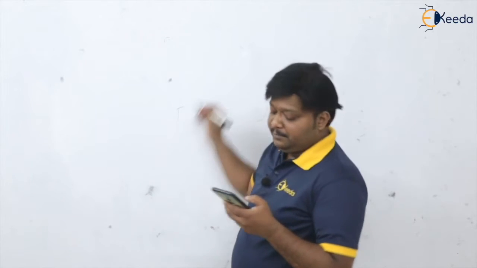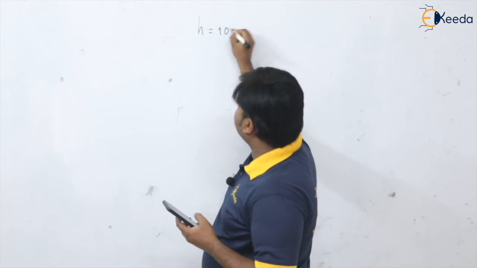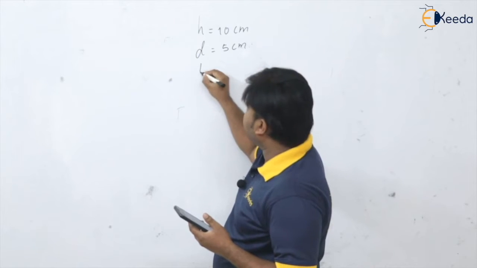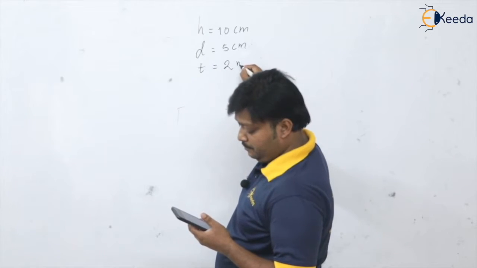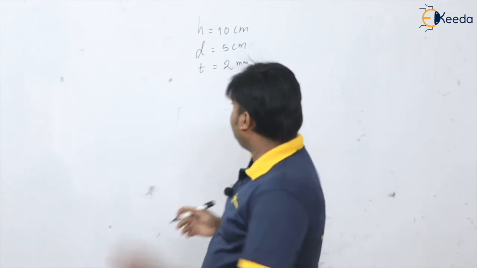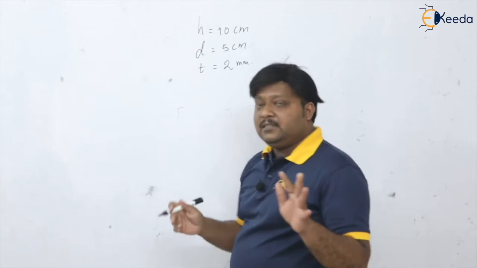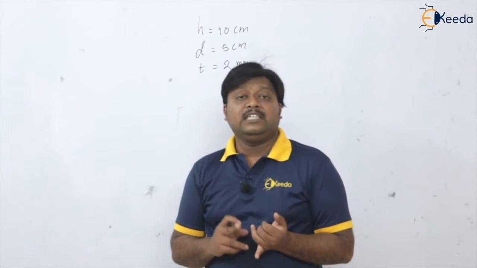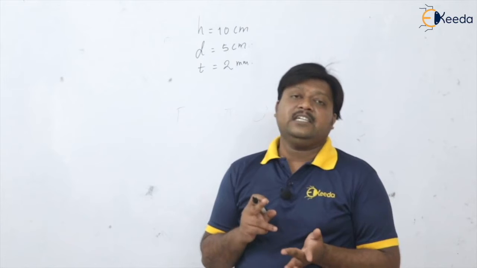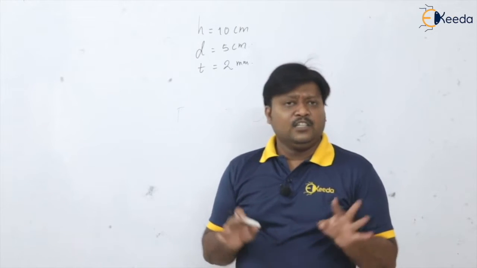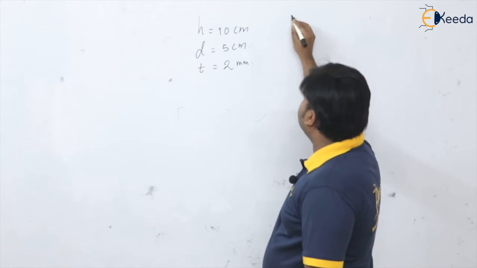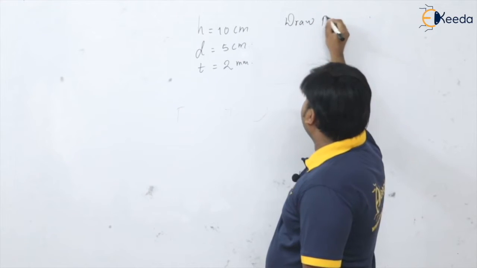The height of the cup is 10 centimeter, the diameter of the cup is 5 centimeter, and the thickness of the plate is 2 millimeter. They are asking the number of deductions, or the number of passes. Here nothing is prescribed about whether you are going to use the limiting draw ratio or the draw ratio technique, or the second technique that we have seen, the draw reduction ratio technique. Please remember, whenever it is not prescribed in the numerical, you have to use the draw ratio technique or draw ratio method.